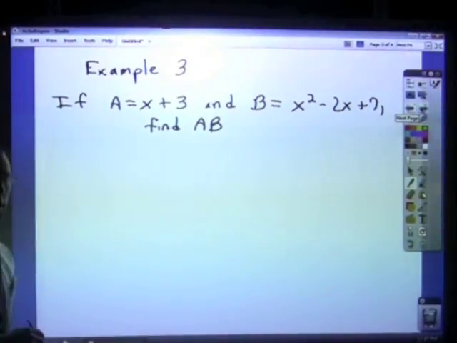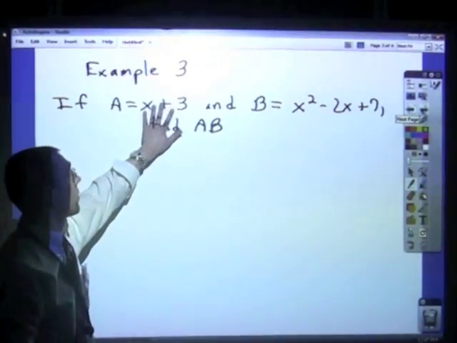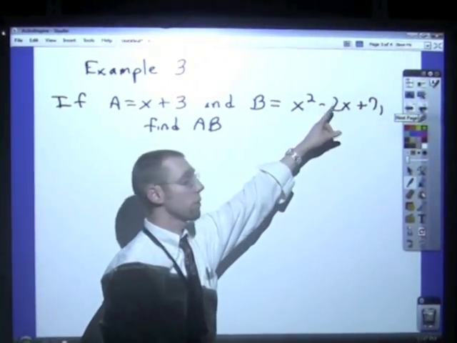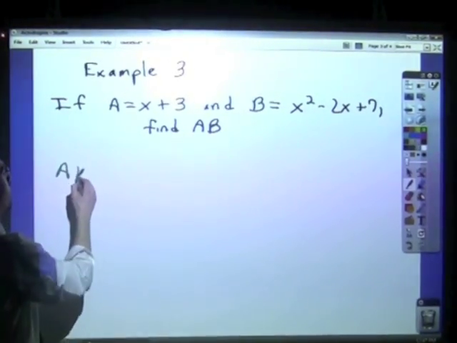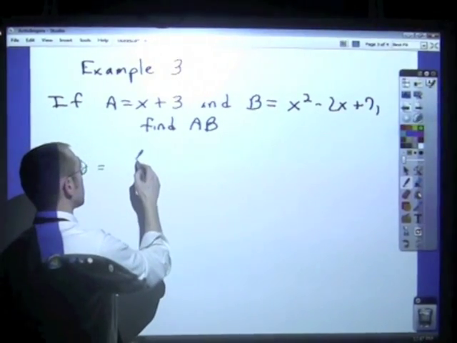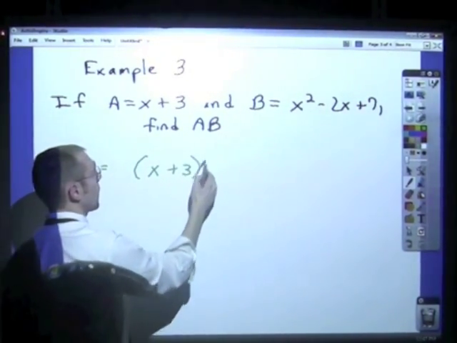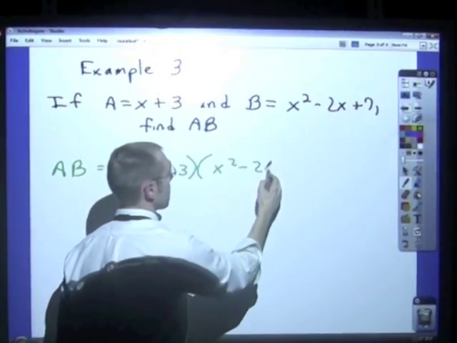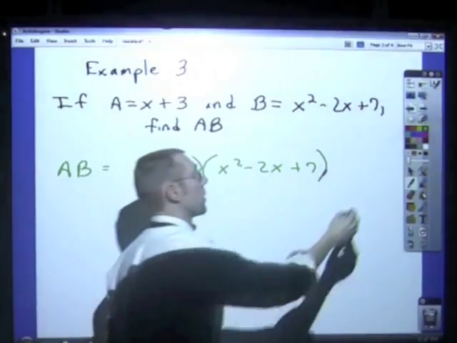Example 3, a little bit different, all right, because instead of just having a binomial, this is a trinomial, meaning there's 3 terms to it. All right, so I'm going to do the same thing now, but procedurally it'll change a little bit from FOIL. So I have x plus 3 times the quantity x squared minus 2x plus 7. All right, this is what I'm going to do.